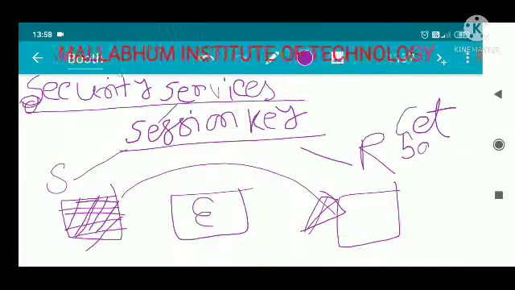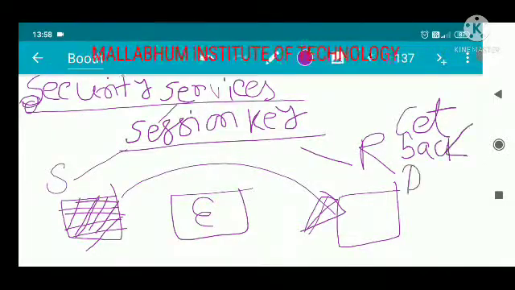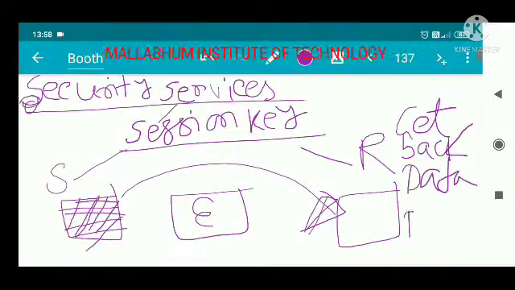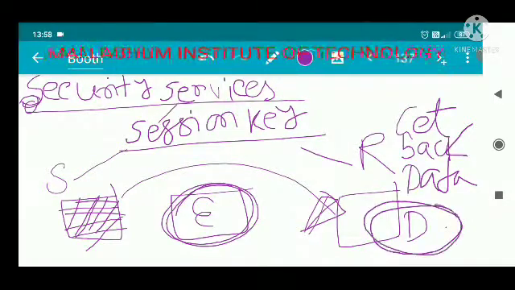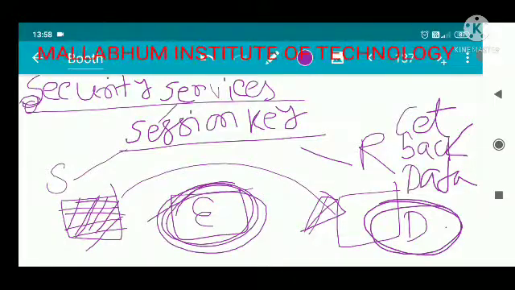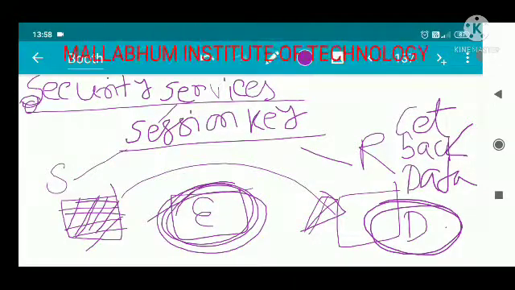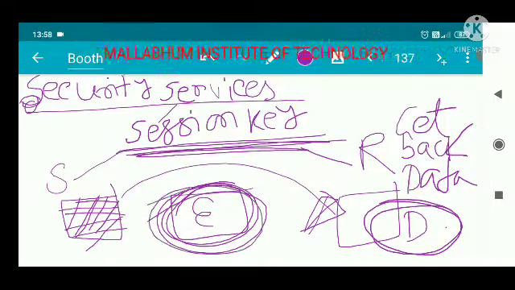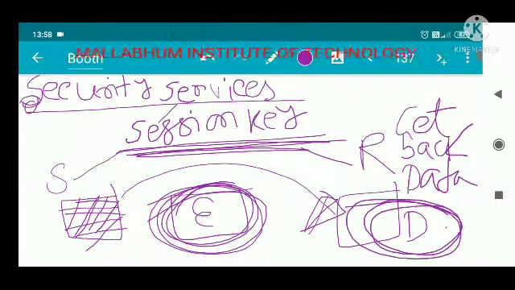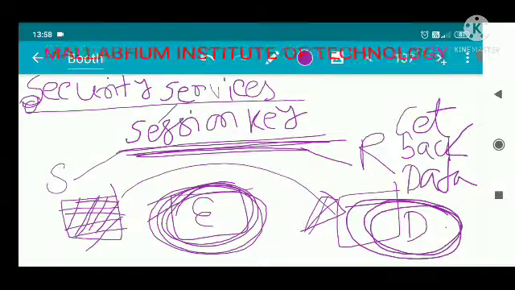It will get back the data. That means encryption and decryption. This is encryption and this is decryption. You can search these two terms and you will learn more about them. These two are also performed with the help of a session key, some sort of key. So encryption and decryption are the two functions also performed in the network layer.